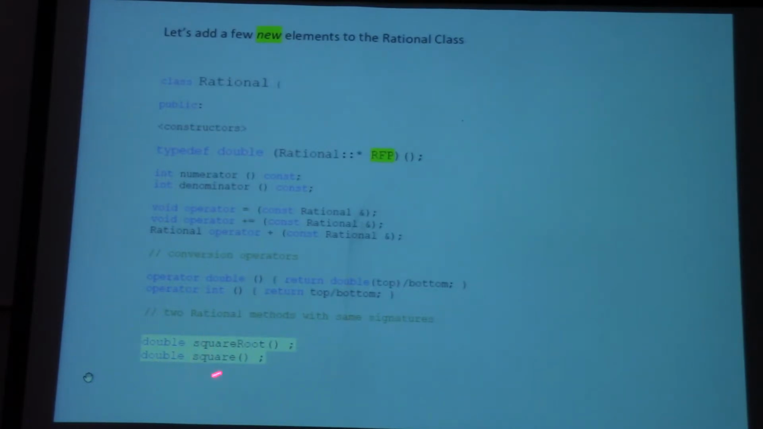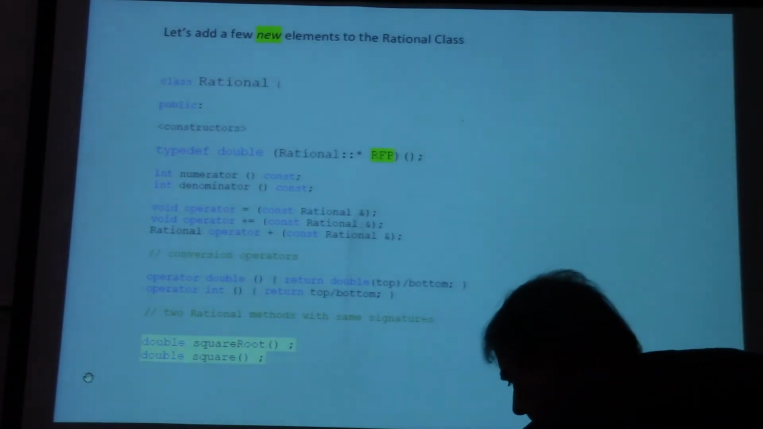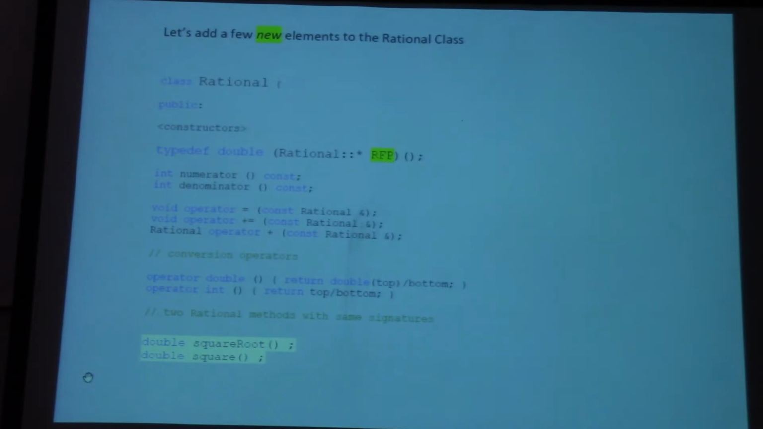If you look very carefully down here, I've added two very sneaky methods. Double square root and double square are two different methods, but they are both members of rational. Therefore, they both have no parameters coming in, and they both have a double going out, so they look like a perfect type match for RFP. Is RFP a pointer to a function?